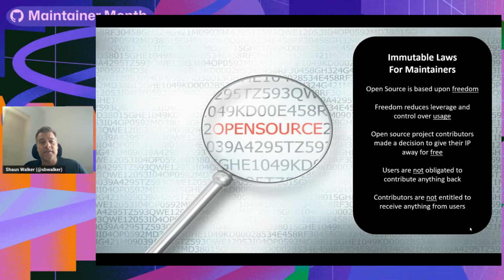And so I think one of the things that tends to happen is that most maintainers of open source projects, when they initially release them, understand that there are these immutable laws around open source, right? Open source is based on freedom. That's a fact. By its very nature, freedom reduces leverage and control over the usage of whatever that product is. And so by releasing an open source project under an open source license, the person who created it has made a decision basically to give away their IP for free, right? They're not going to have a lot of control over it.